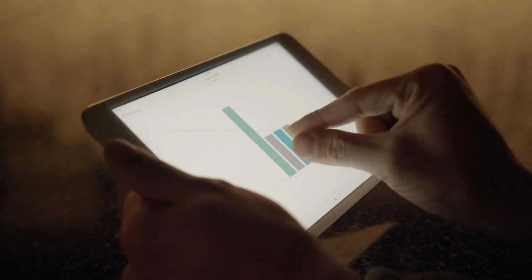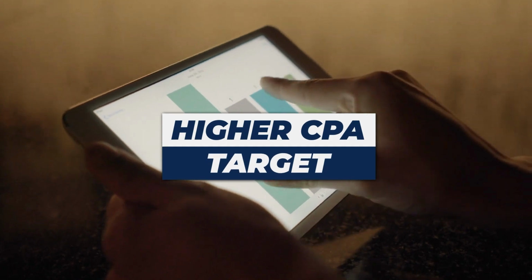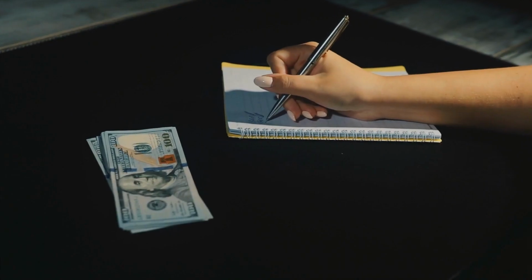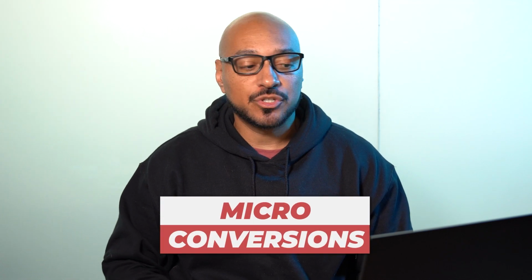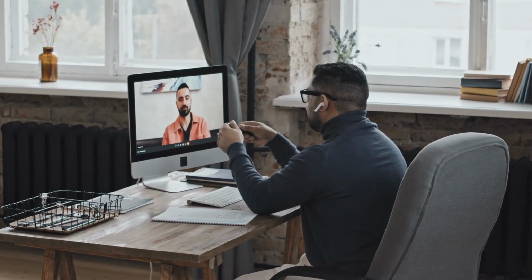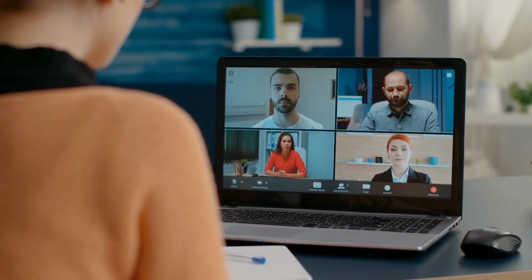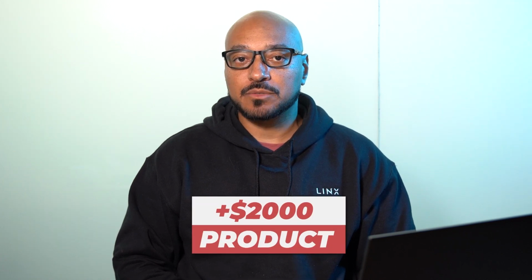The issue with this is when you have a higher CPA target, then you have to spend a lot of money before making a decision on an ad. We can mitigate this risk by using micro conversions. What are micro conversions? They have to do with the conversion action that consists of one of the steps in your funnel. Let's say for a book call funnel or even a webinar funnel, a lead sign up can be a micro conversion.